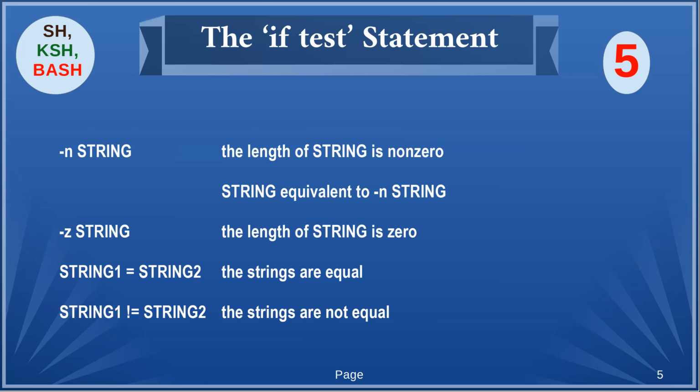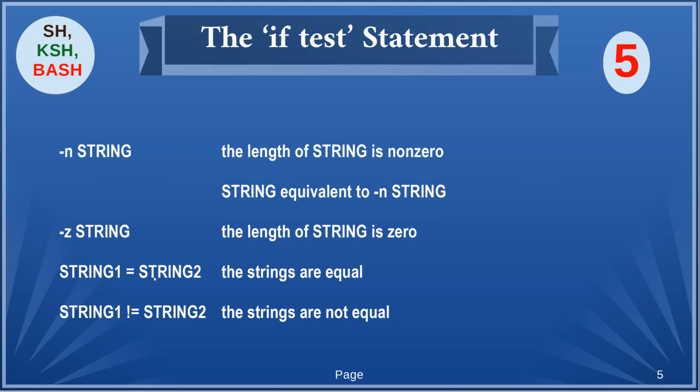So -z tests that the length of the string is 0. If you are looking for a string that is empty, or 0 bytes, then you use -z, and -n is the negation of it. And then when you're comparing string 1 with string 2, notice the equal sign here.